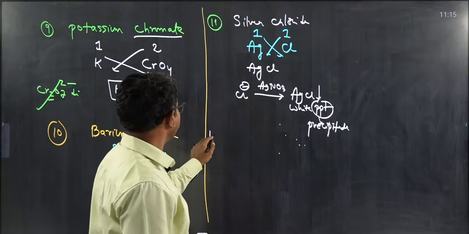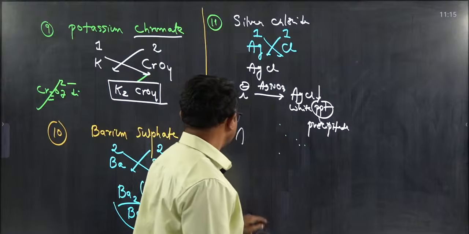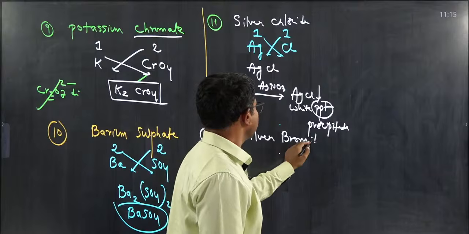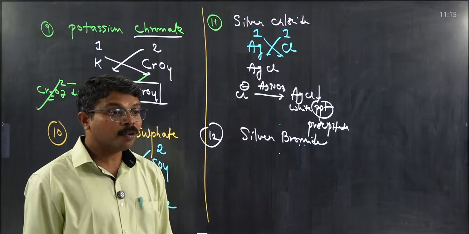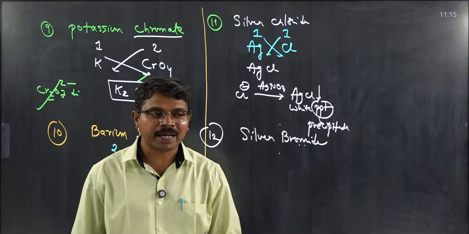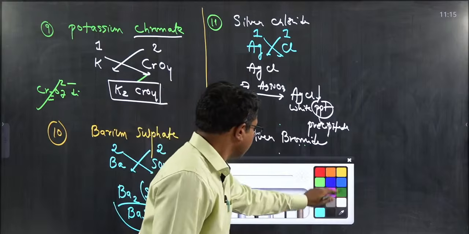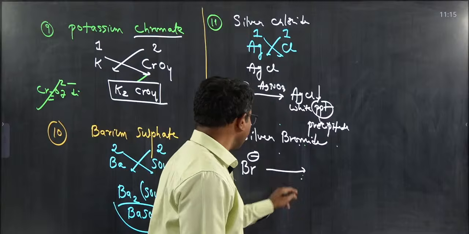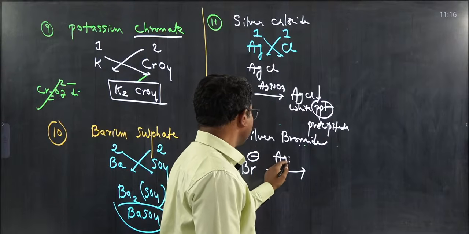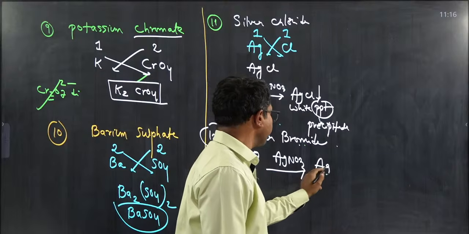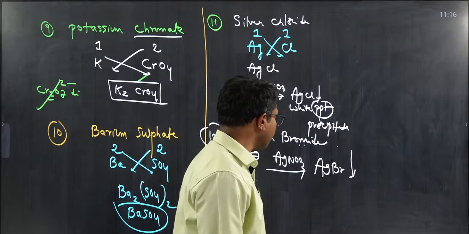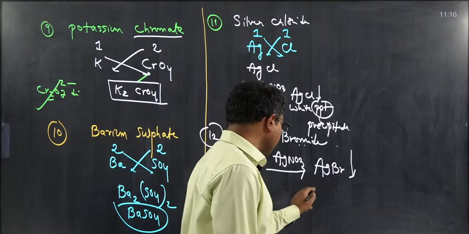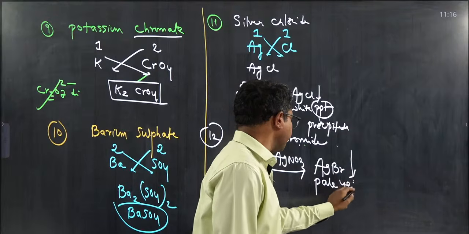Can anyone give the formula for silver bromide? Silver bromide. Again, the silver bromide compound is also very important in chemistry to testify the presence of bromide ion. A bromide ion which is present in a given compound, when treated with AgNO3, gives AgBr precipitate. When we write this symbol down, as you guys already know, it is the symbol used for precipitation. This is a pale yellow precipitate.